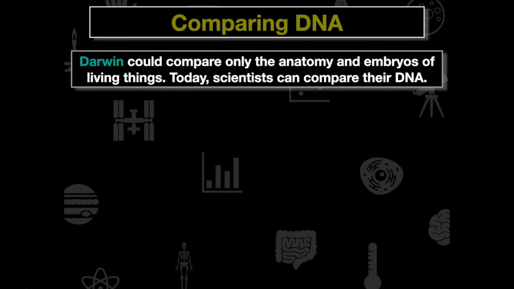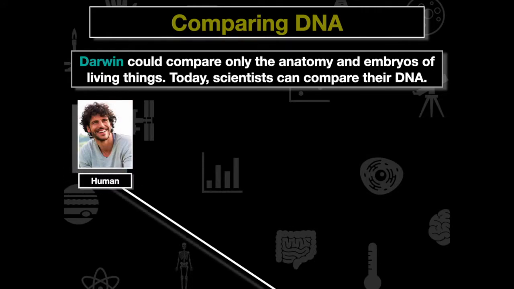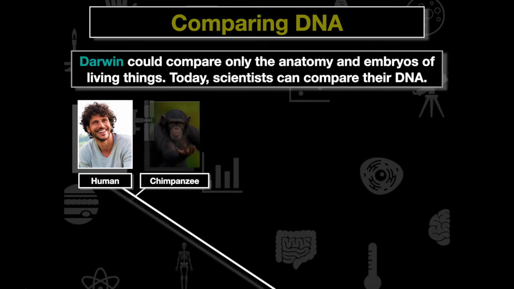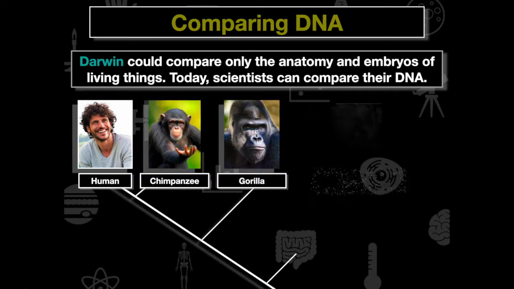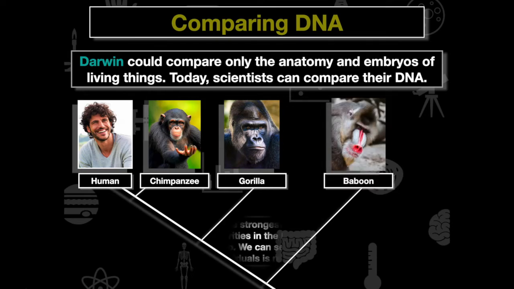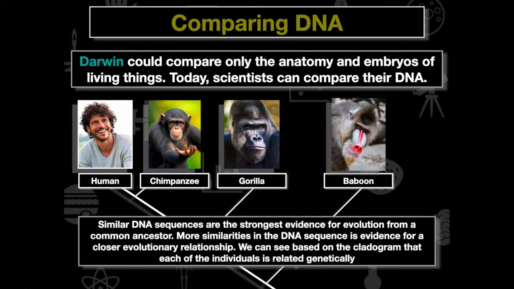Darwin could compare only the anatomy and embryos of living things, and today scientists can compare their DNA. And this DNA has given us insight into how humans and then all species have gone through and evolved. So if we look at this cladogram here, what we're able to see is based on the DNA evidence, we can see that similar sequences are the strongest evidence for evolution from a common ancestor. The more similarities in the DNA sequence there are, the more evidence and closer the evolutionary relationship it provides.